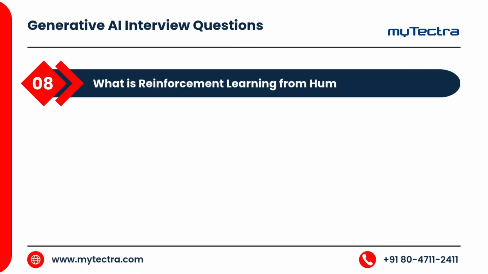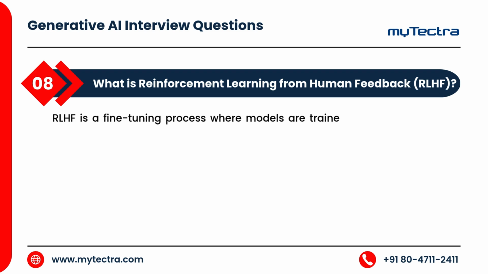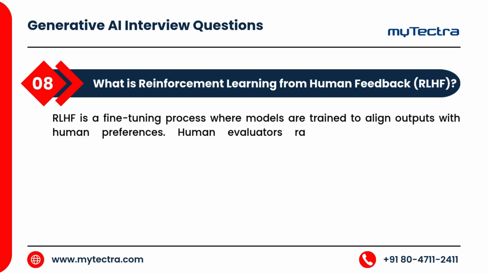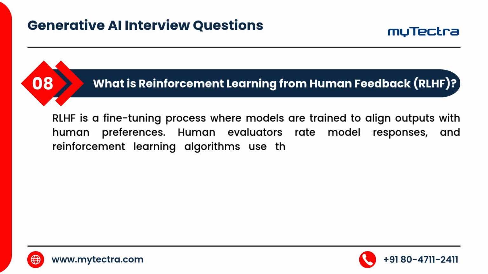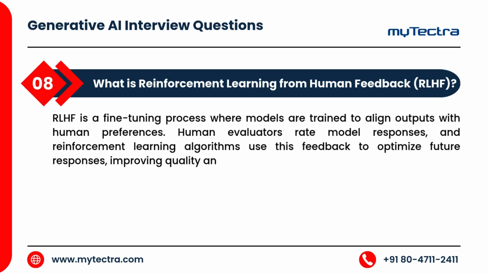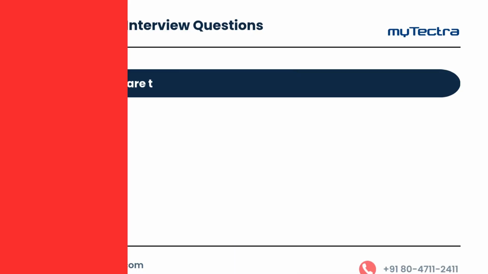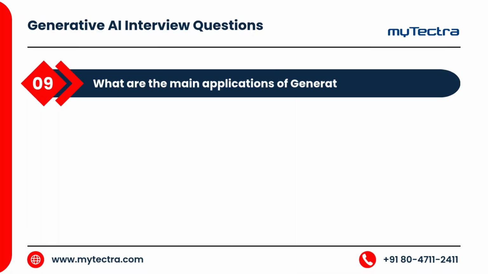What is reinforcement learning from human feedback? RLHF is a fine-tuning process where models are trained to align outputs with human preferences. Human evaluators rate model responses, and reinforcement learning algorithms use this feedback to optimize future responses, improving quality and ethical alignment.